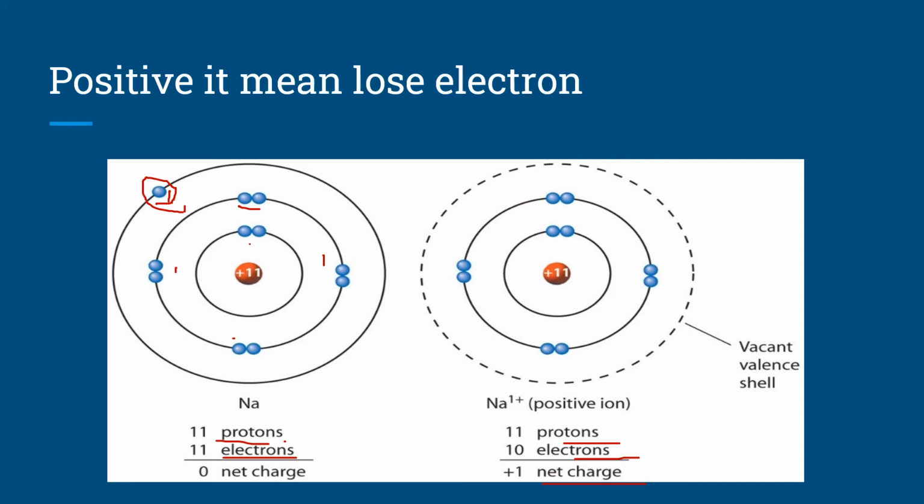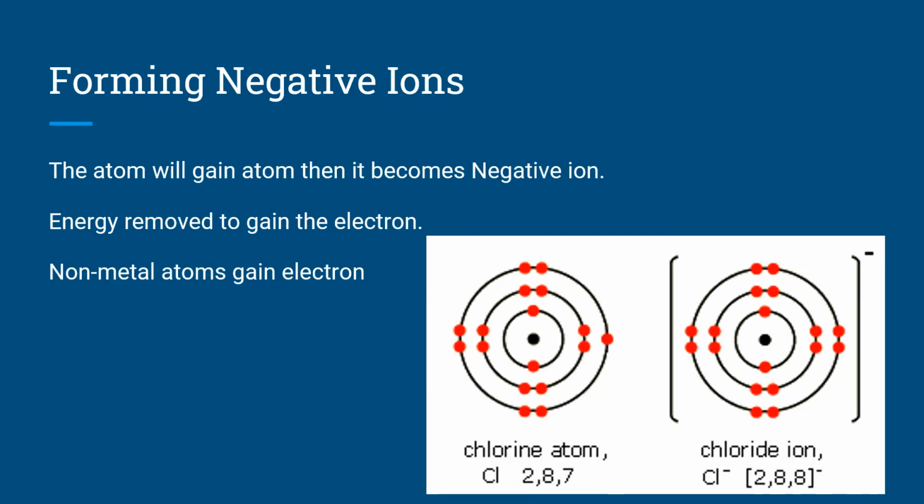So when any atom, any element, loses one electron or more, it becomes a positive ion. Sodium, Na, has net charge zero. It is neutral. But Na plus is a positive ion, and it loses one electron. You have to understand this carefully, and I will send you some videos about this as well. Let's speak about forming negative ions.